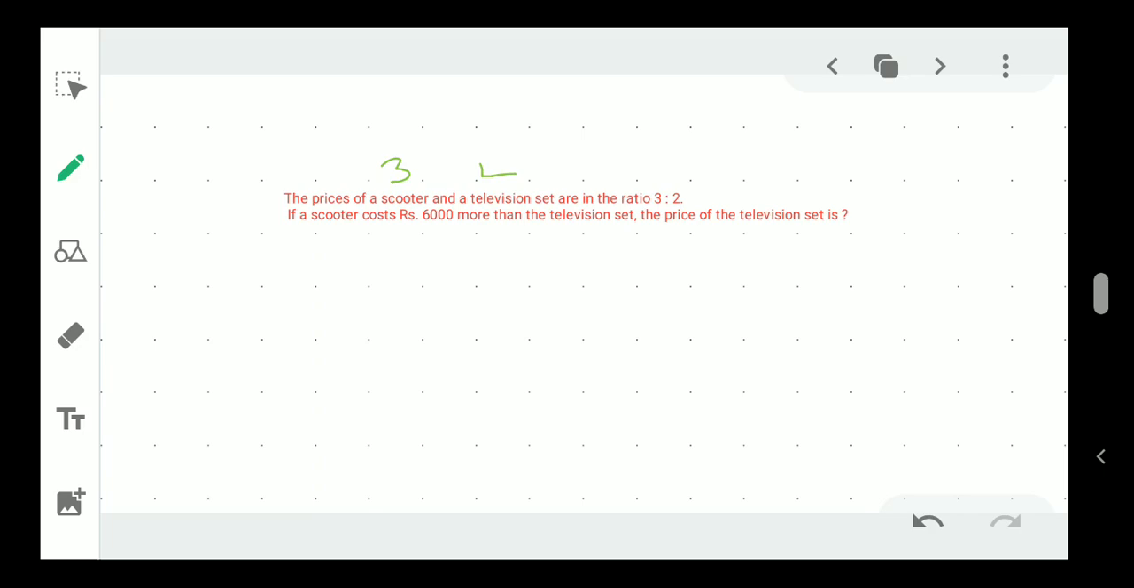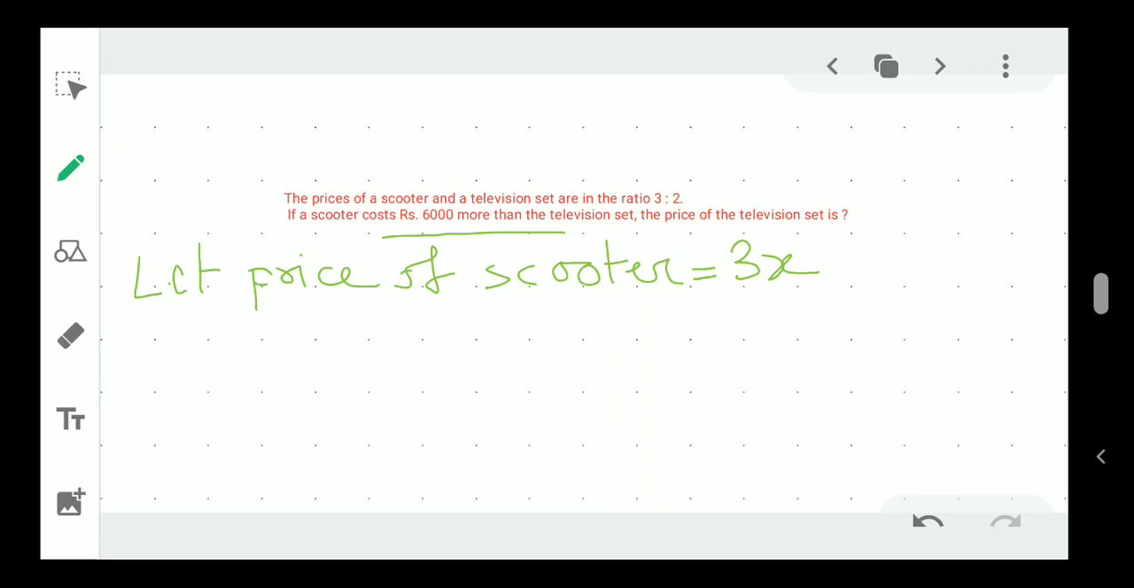So when you see something like this, more than, or the sum of them is this much, it's better to use what? Use algebra. So when we use algebra here, what will we consider? We will consider, let the price of scooter be 3x. You know we have to consider x with this, because why? Because anything can be multiplied with 3 and 2. This 3:2 is the simplest form of everything.